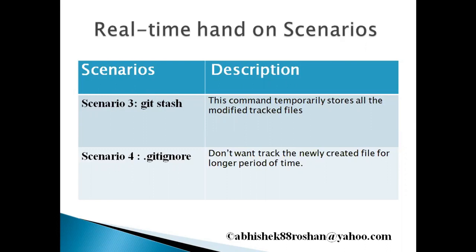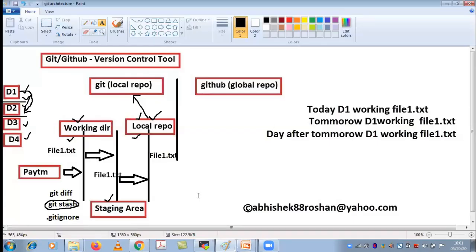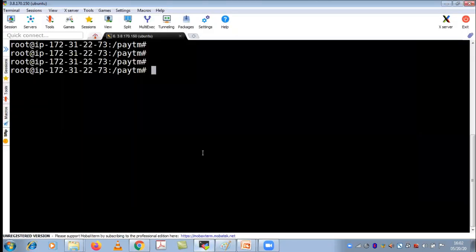Suppose one developer has started working on one module, and that module is not at all important at a particular point in time. So as a DevOps engineer, what you need to do is save his work for a longer period of time, for example 1 month or 2 months. In that scenario, you need to add the file being worked on by the developer under this git ignore. How can we achieve this? Let me show you.